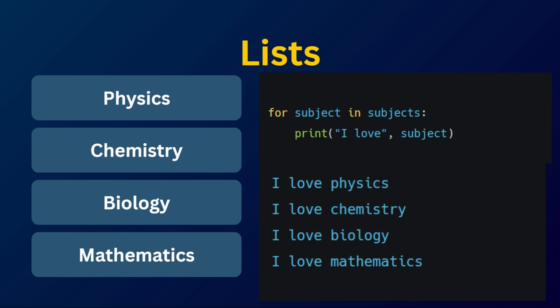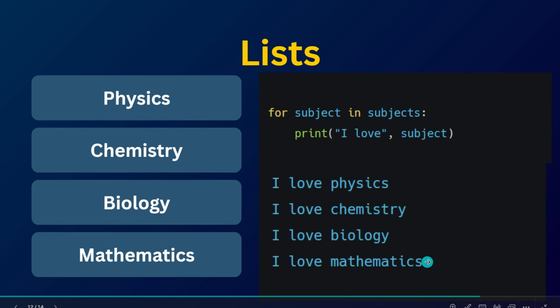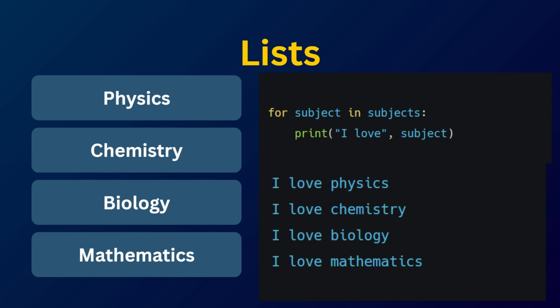Now you know how to create a list of items, and you know how a for loop works. So a for loop lets us repeat an action for every item in our list automatically. So once you run the program, Python goes to the first item, physics, and prints I love physics. Then it goes to the second item, and it finds chemistry. Then it prints I love chemistry, and so on it goes.